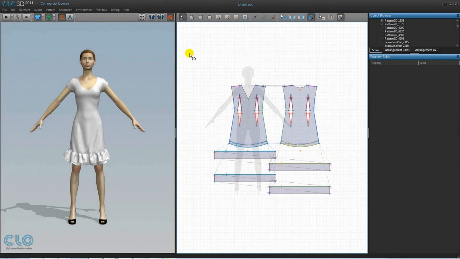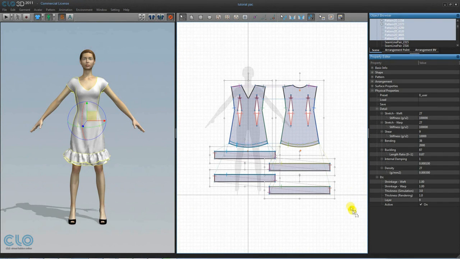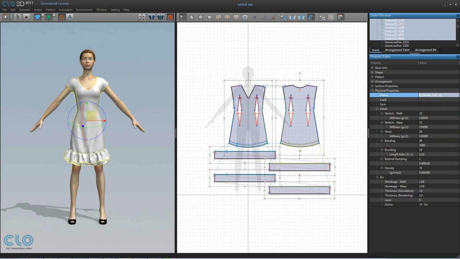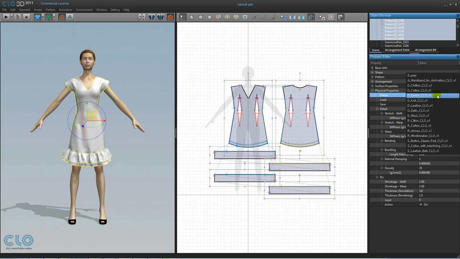In this section, we are going to get into the physical properties of the fabrics. If we take a closer look under the Physical Properties tab in the Property Editor, we can see that there is a Presets tab with a list of basic fabrics. You can use these to very quickly and easily switch fabric properties to get an idea of how your 3D garment drapes with different fabric types.